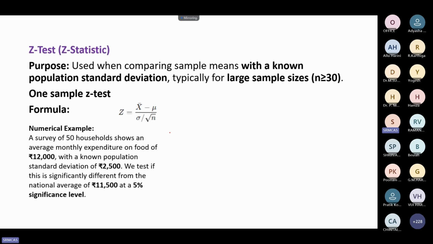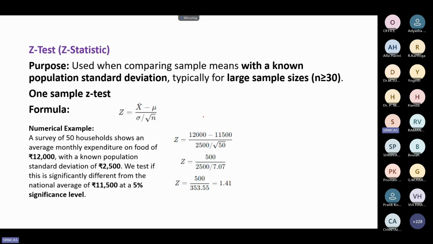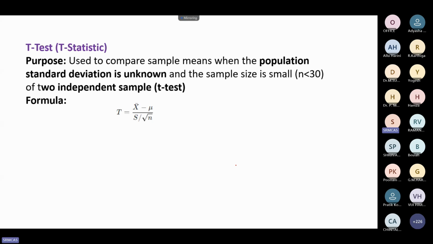Using the z test statistic, we get a value like 1.41. If you compare this 1.41, in my experience, this will definitely be lesser than the table value at the 5% level. So in this decision, we cannot reject the null hypothesis. We should accept the null hypothesis. That means there is no significant difference between the sample and the national average.